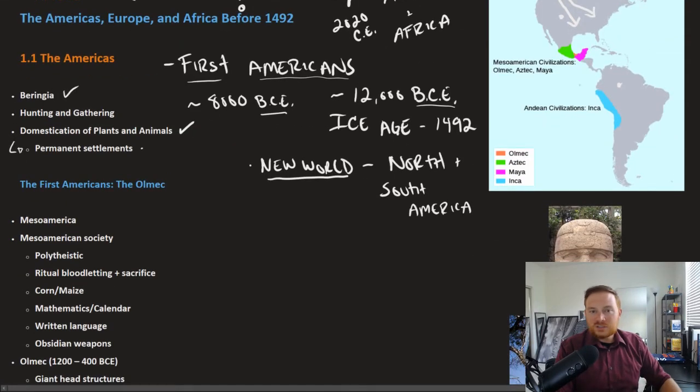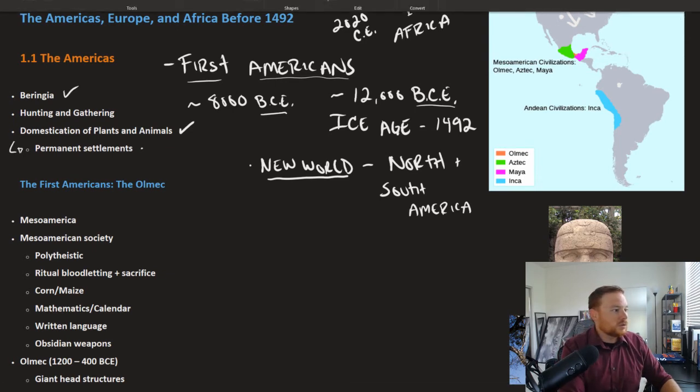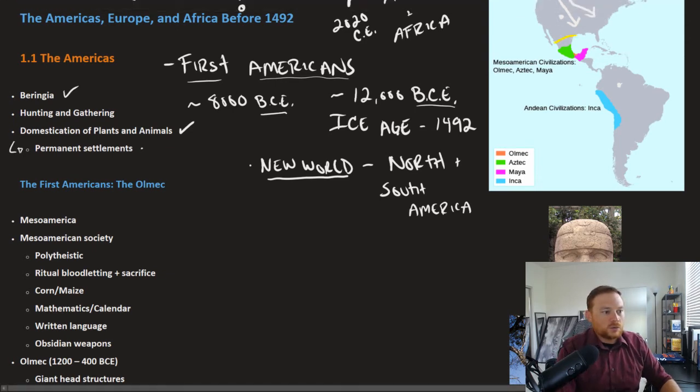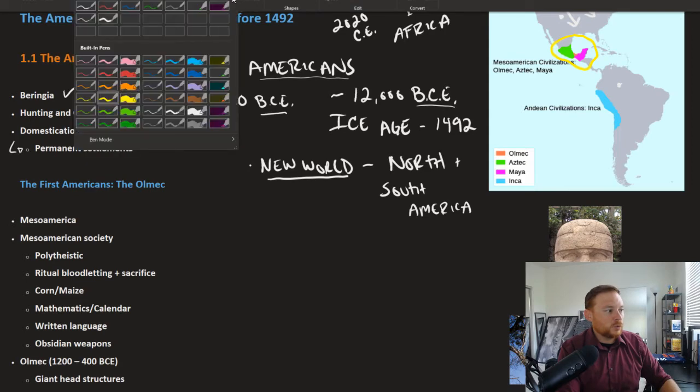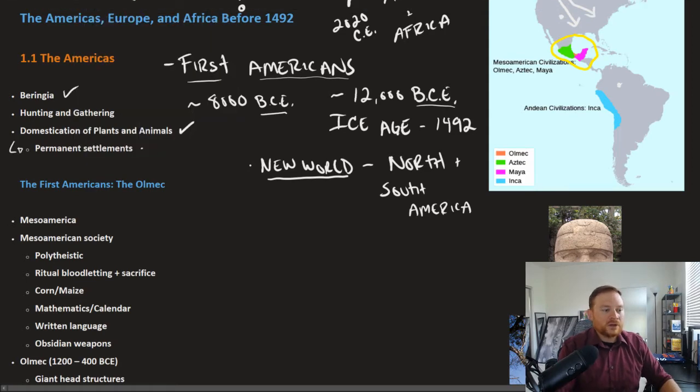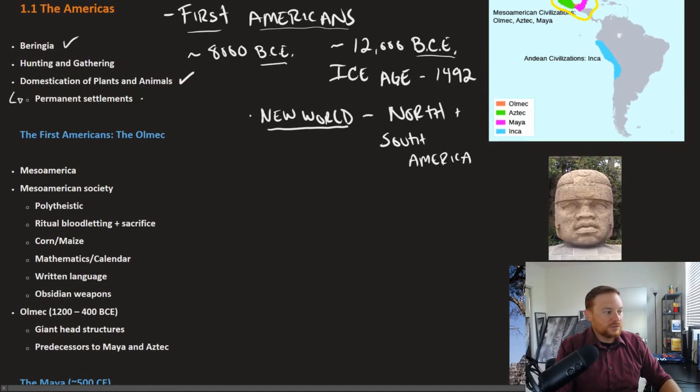The most sophisticated civilizations in the Americas were located in Mesoamerica, which is modern-day Mexico. Mesoamerica, of course, means Middle America. And the earliest of these civilizations were the Olmec.